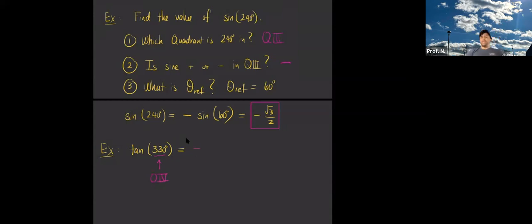And then what's the reference angle for 330 degrees? 30. Very good. So tangent of 330 degrees is equal to negative tangent of 30 degrees. Tangent of 30 degrees is rad 3 over 3. So this is my value for tangent of 330 degrees. I found out what quadrant I'm in, whether I'm positive or negative, and what the reference angle is.